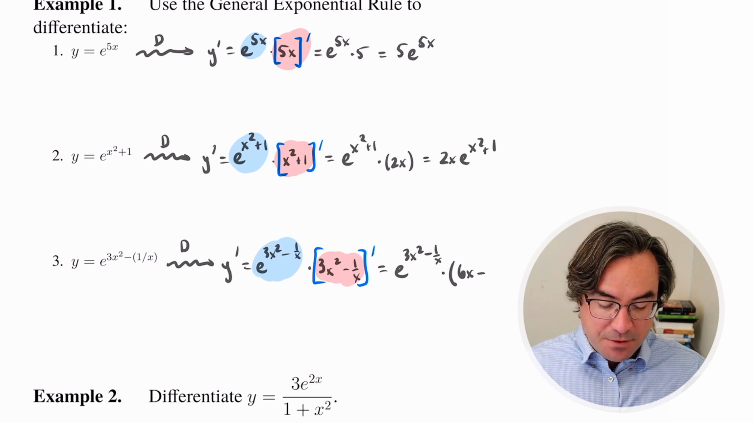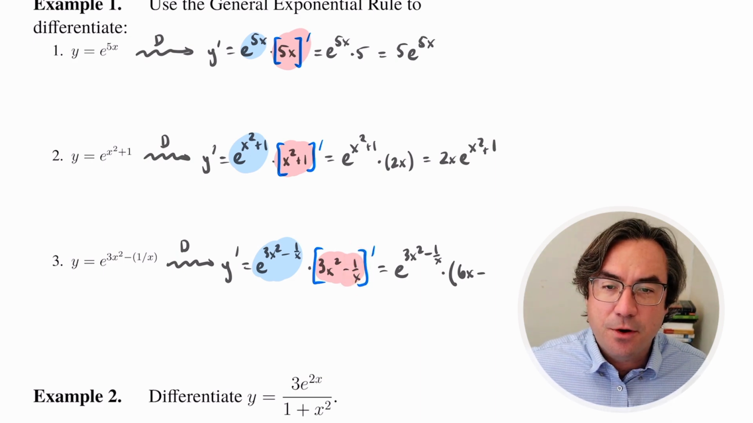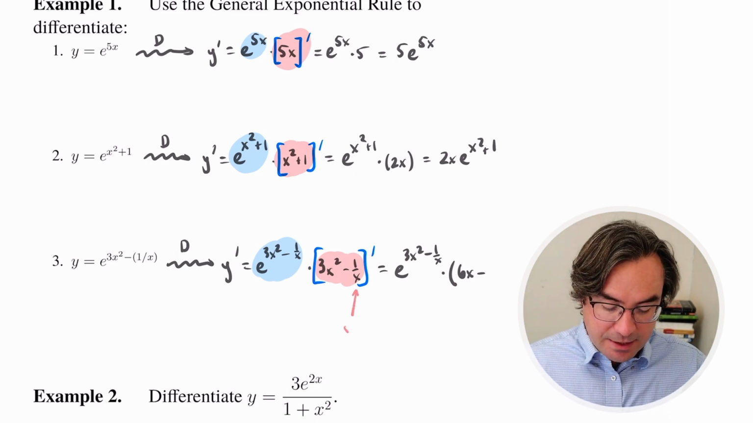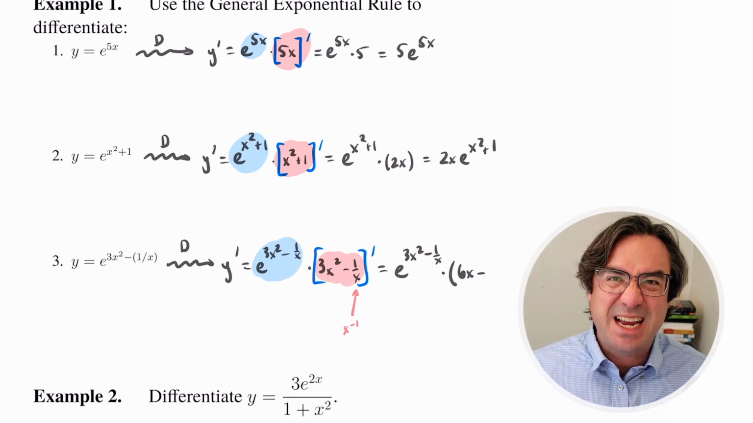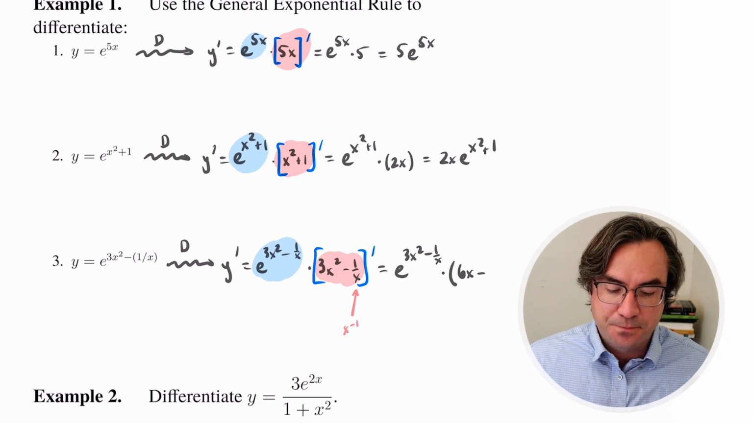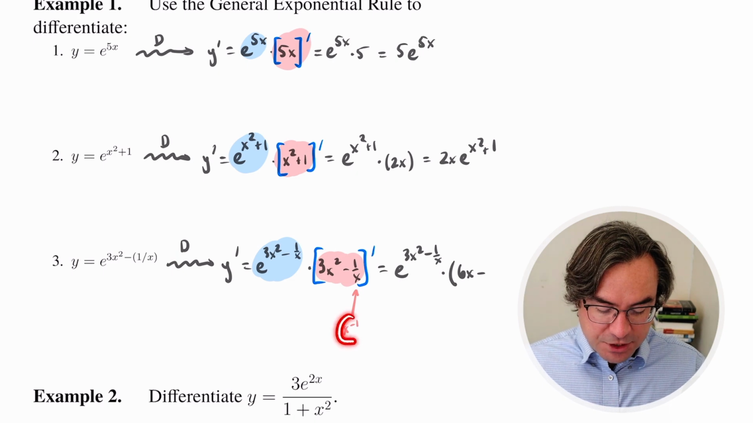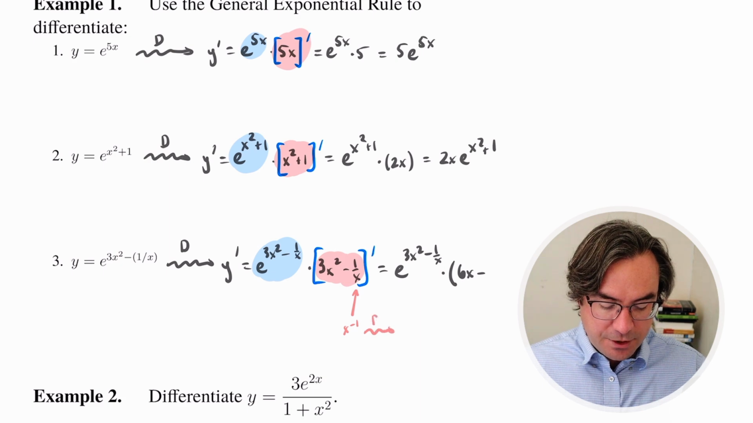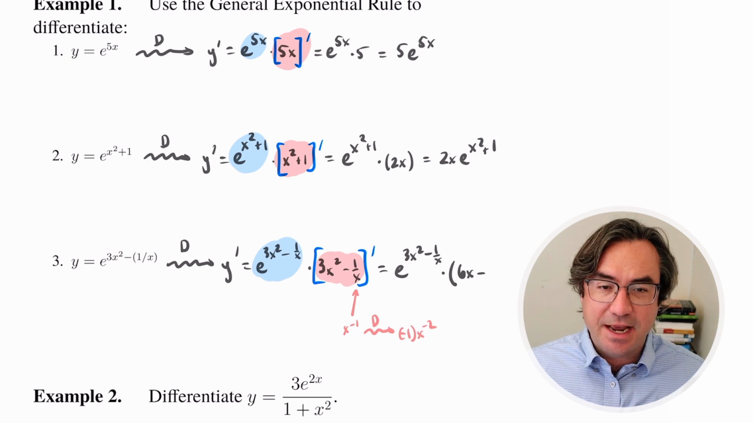And then this 1 over x, if we remember, we'd probably want to rewrite as x raised to the minus 1 to help us with the differentiation. So when we do the power rule on just this x raised to the minus 1, we'd end up with negative 1 times x raised to the negative 2.